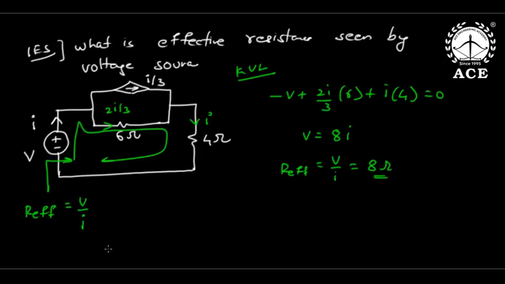Okay, that is 8 ohms. So with this, I covered all the resistor reduction techniques. Now I'm going to module 3 of chapter 1.